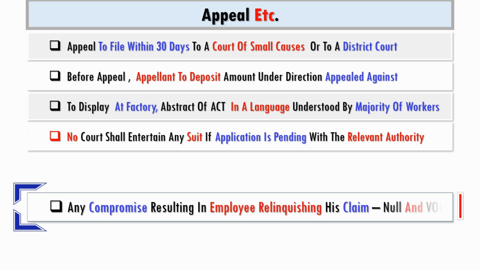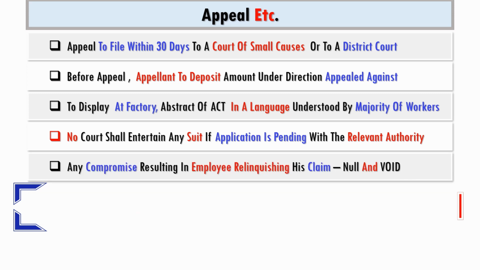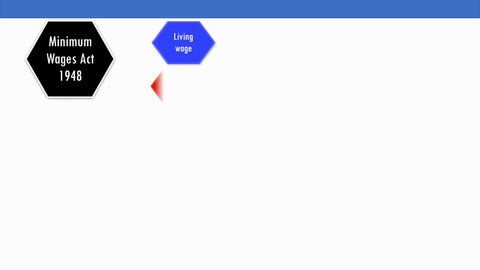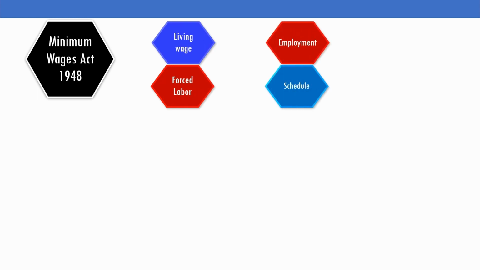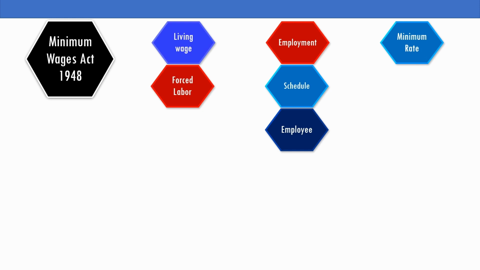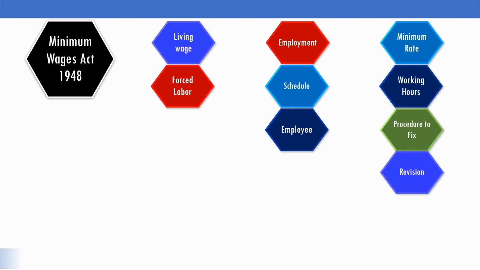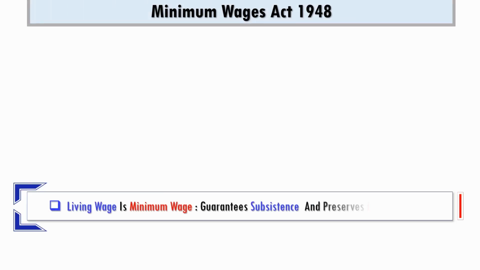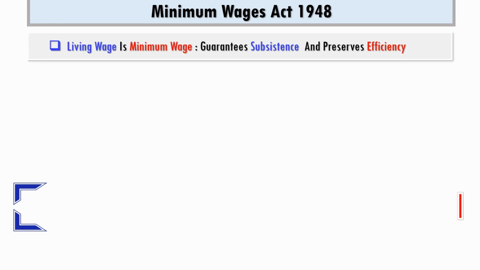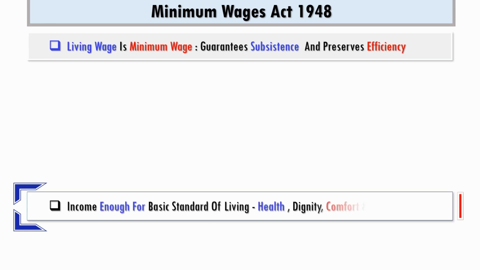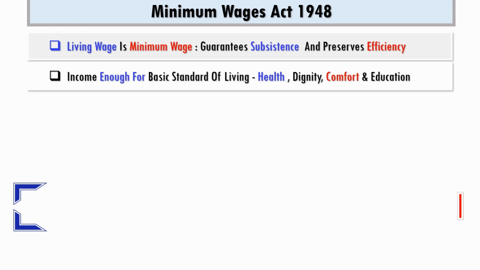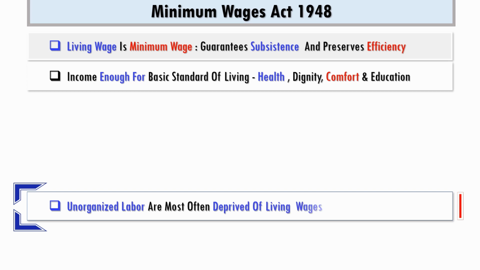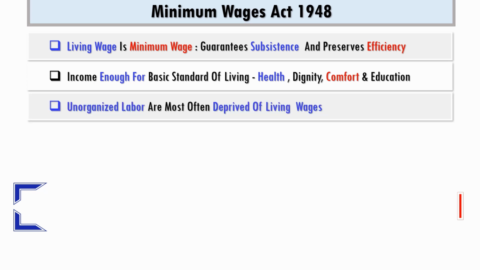And contracting out is forbidden under the Act, and as such, any compromise resulting in employee relinquishing his claim is null and void. Minimum Wages Act and its components: living wage, forced labor, employment, schedule, employee, minimum rate, working hours, fixation procedure, and revision. Minimum Wages Act considers minimum wage as the living wage which guarantees subsistence and preserves efficiency. It is income enough for basic standard of living of health, dignity, comfort and education.